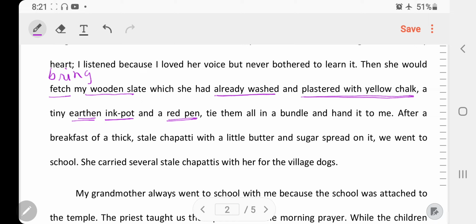But it was another thing that this person, the writer, when he was quite a child, was not interested in learning it by heart. Then the grandmother would fetch the slate and pen, and she would tie them in a bundle and hand it to the author. And after the breakfast, what was in the breakfast?